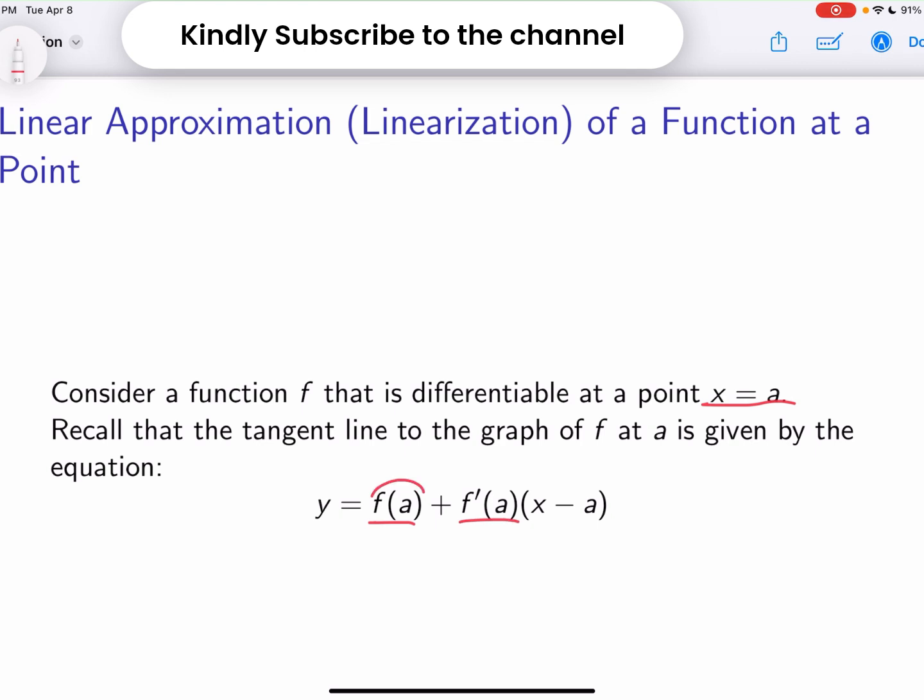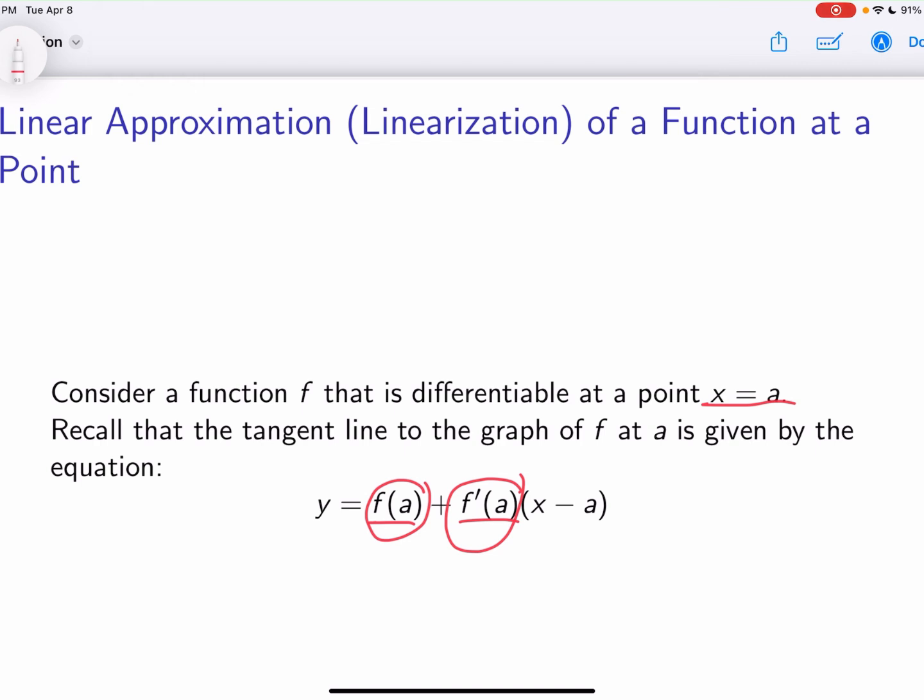So here f of a is the function value at a and f prime of a is the first derivative of f evaluated at a. So here all that we need to find is our a, f of a, and f prime of a. So let's try our first example on linear approximation or linearization of a function.